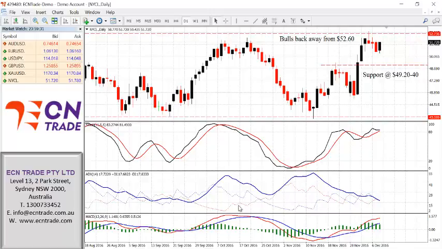But let's see how the next 24 hours plays out and if we can break the downside, or will the bulls continue to challenge the upside after coming back overnight.